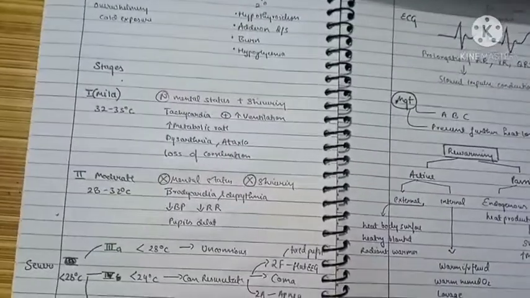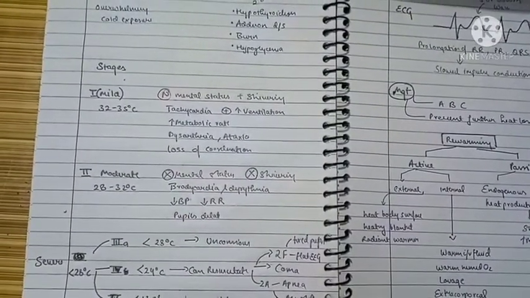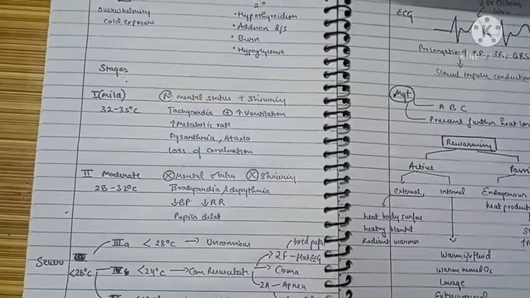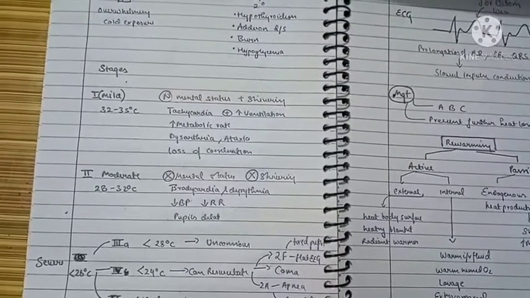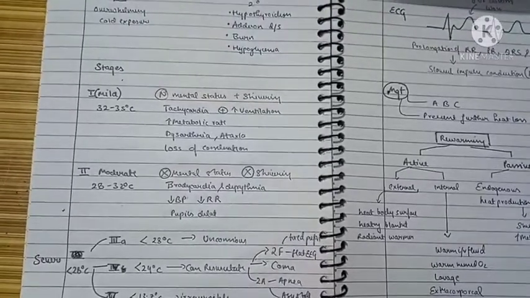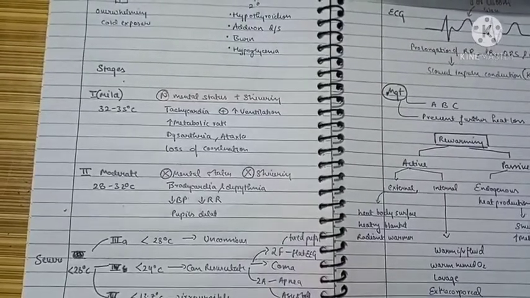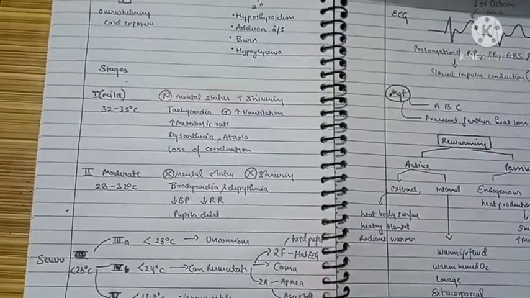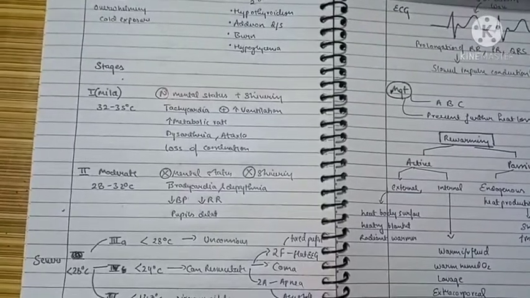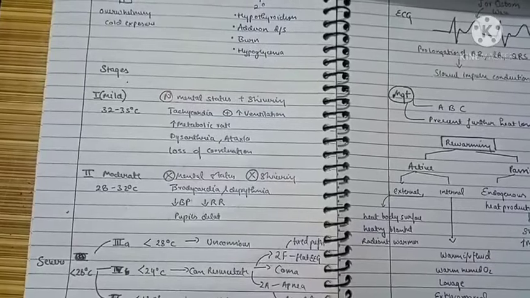Talking about the stages, we have 5 stages in hypothermia. The first one and the second one are most important to be remembered. The first one is the mild case, where the temperature is between 32 to 35 degrees Celsius. An important point to note here is that the body's compensatory mechanisms are working. Okay, so the patient has a normal mental status and shivering is present. Consider a patient trying to compensate for hypothermia.